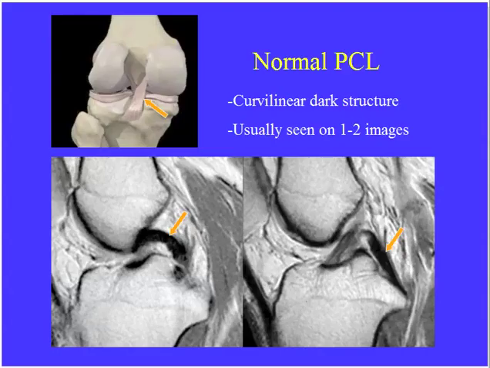Okay, just briefly look at the PCL. The PCL rises along the medial femoral condyle, the inner notch, and then extends down posteriorly to insert on the posterior slanted portion of the tibia. This is best seen on the sagittal plane. We usually see it in one or two imaging planes.